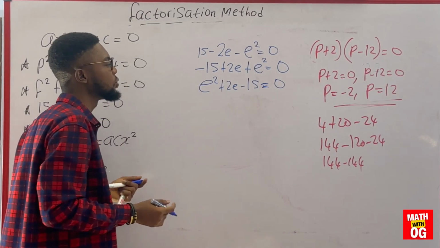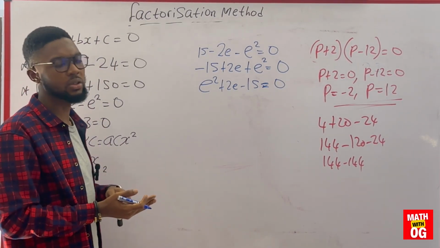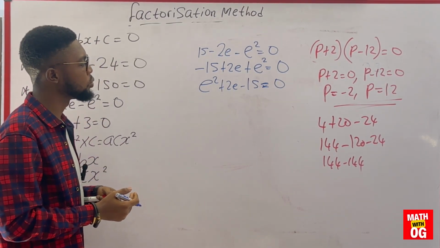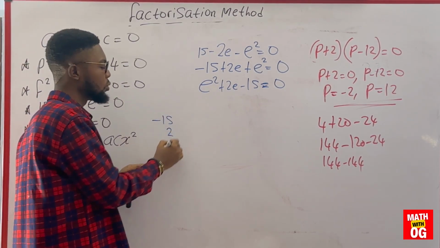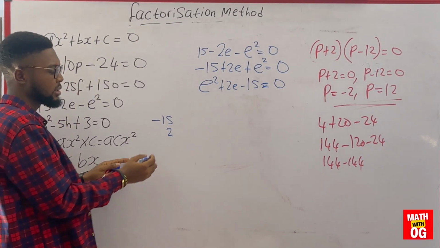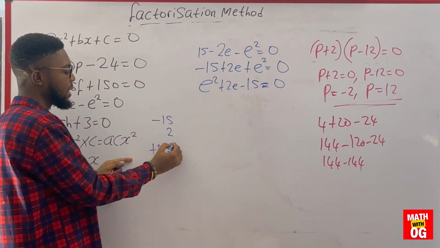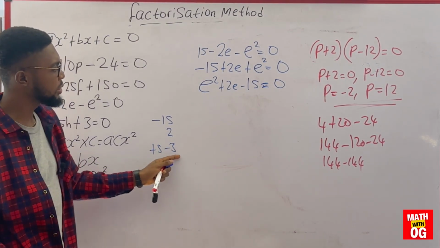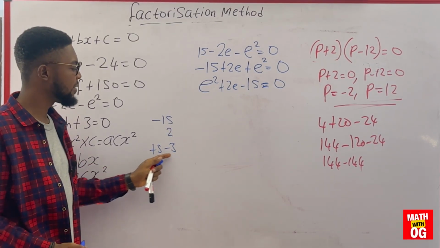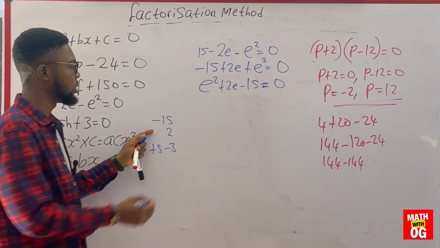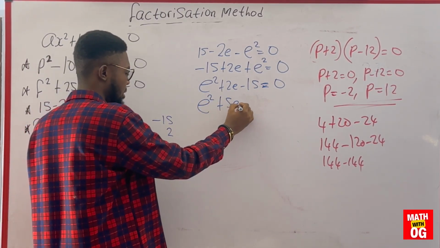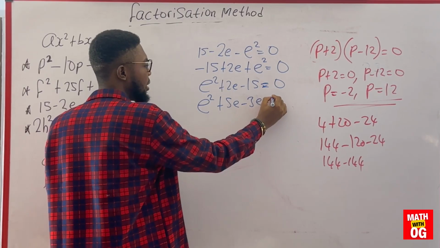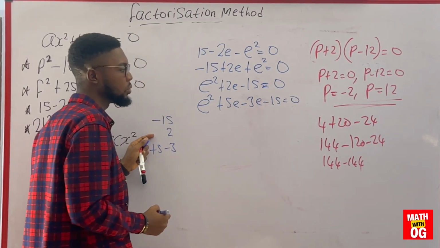Now you ask yourself, two numbers, when you multiply it will give you 15. When you add up, it will give you 2. Sorry, when you multiply it will give you a -15, and when you add up, it will give you 2. I believe those two numbers are simply +5 and -3. +5 times -3 is -15. +5 minus 3 is positive 2. So this is e squared plus 5e minus 3e minus 15 is equal to 0.